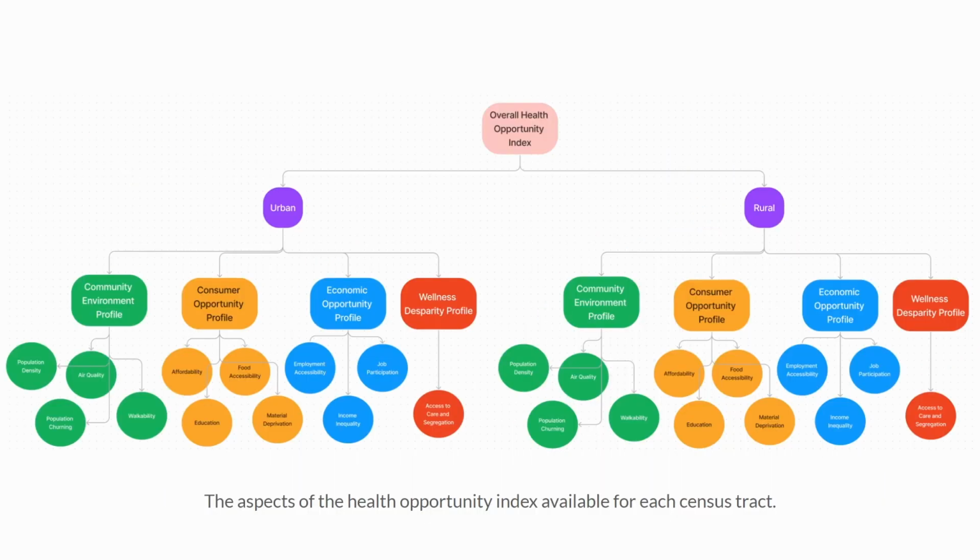For our Health Opportunity Index data, we collected indicators to further differentiate between geographical locations. First, we had whether or not the location was rural or urban. Furthermore, we had different profiles which used their own indexes to measure different health aspects of a community, as seen on the tree. For example, economic opportunity profiles include indicators such as employment accessibility, income inequality, and job participation.